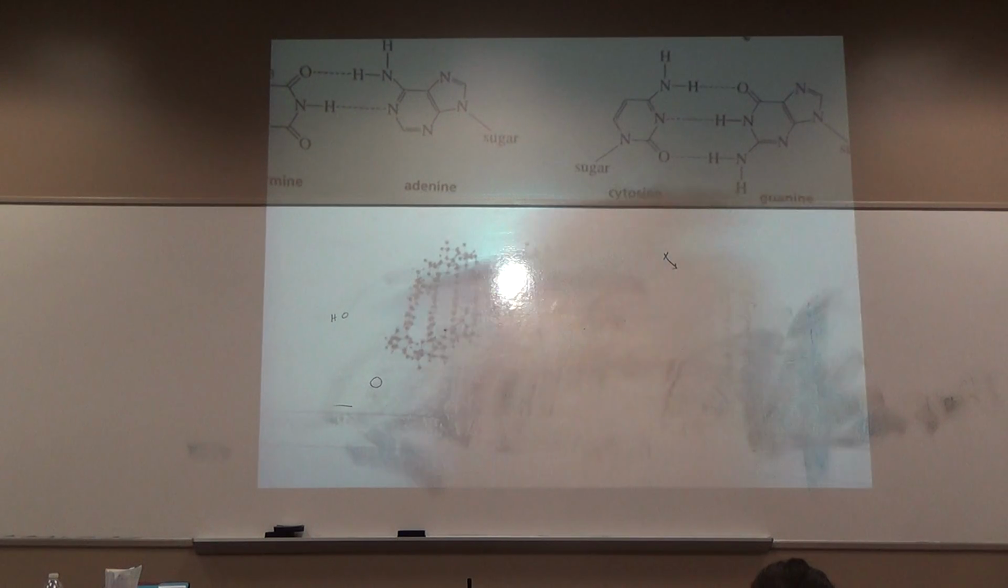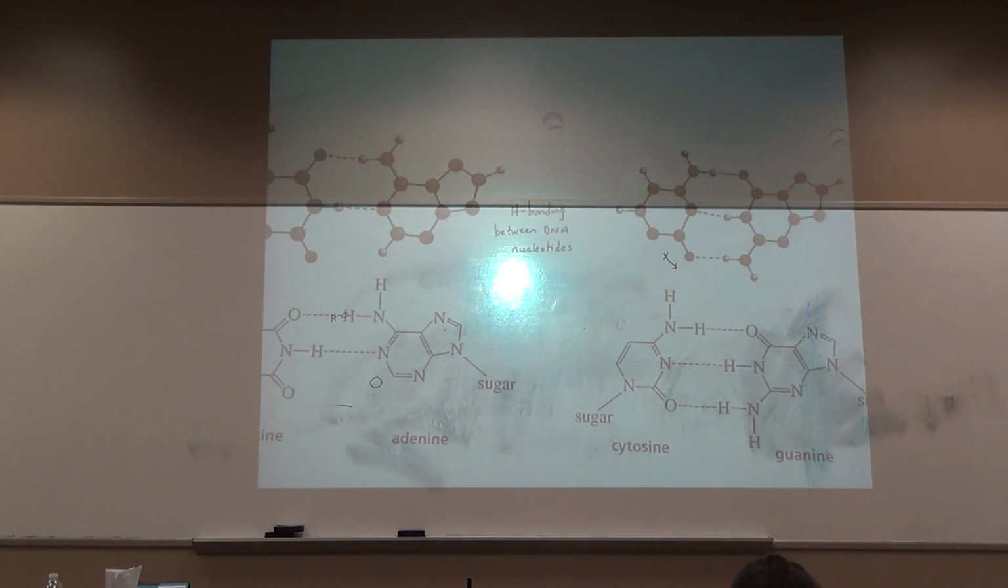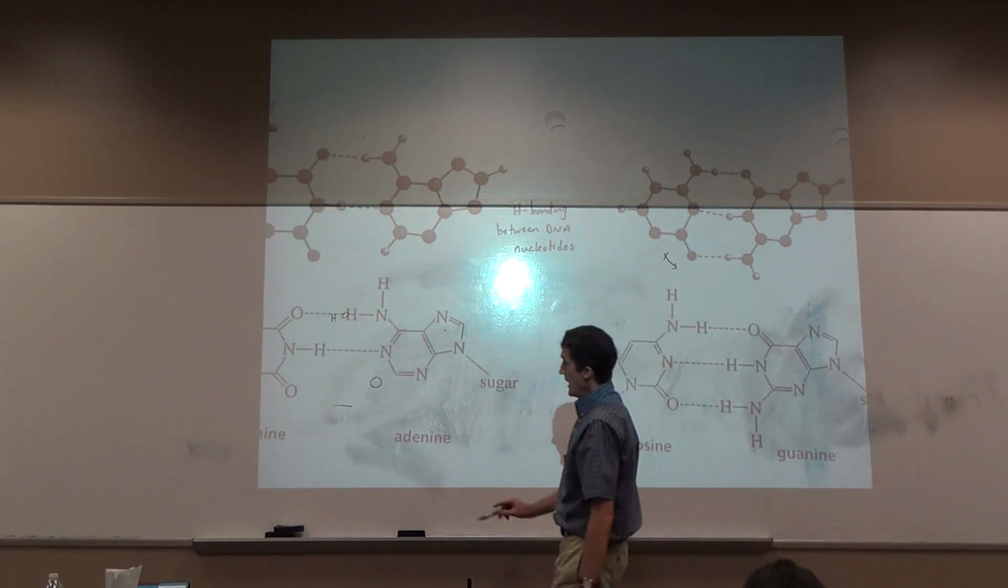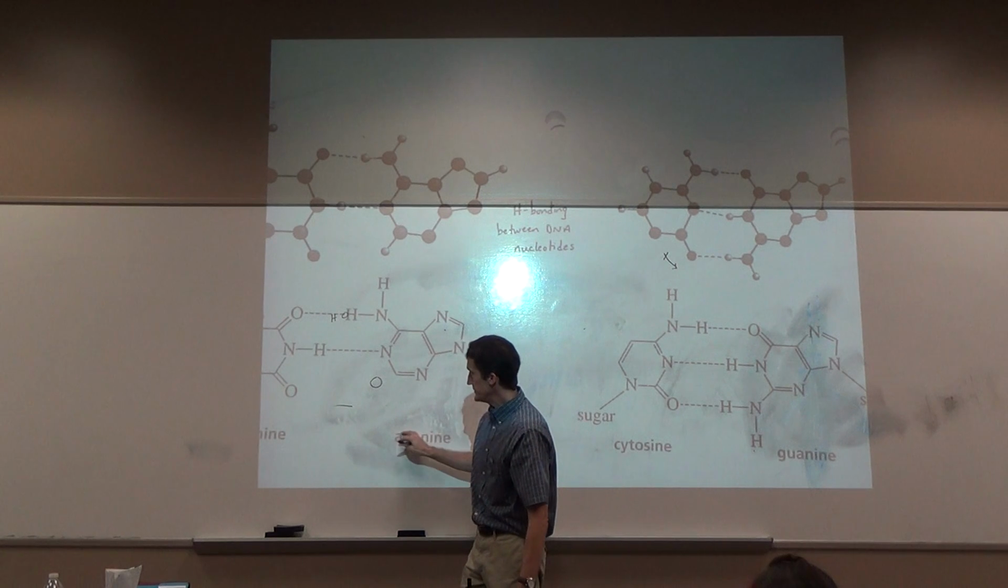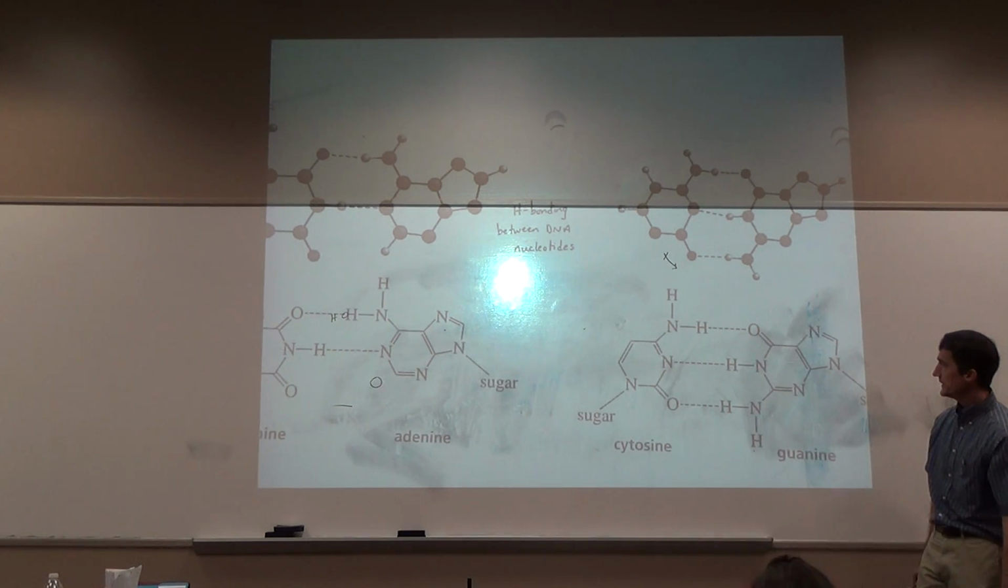Hydrogen bonding holds your DNA together. Four different types of bases. Your ATs hydrogen bond together, and then your CGs hydrogen bond together.